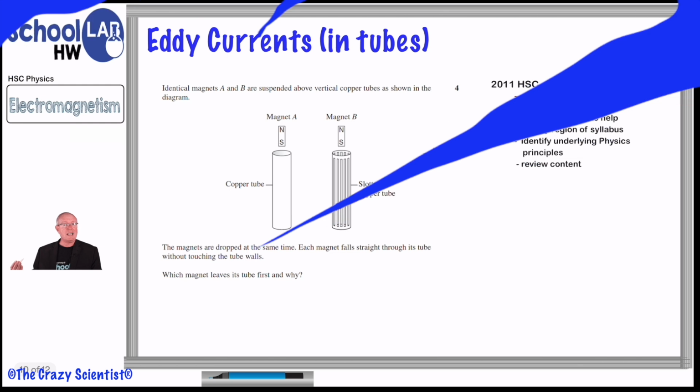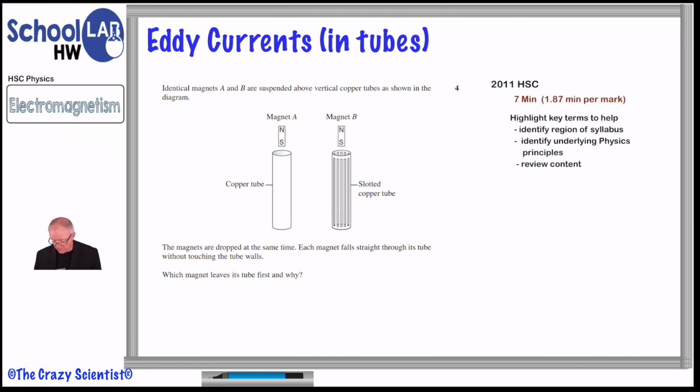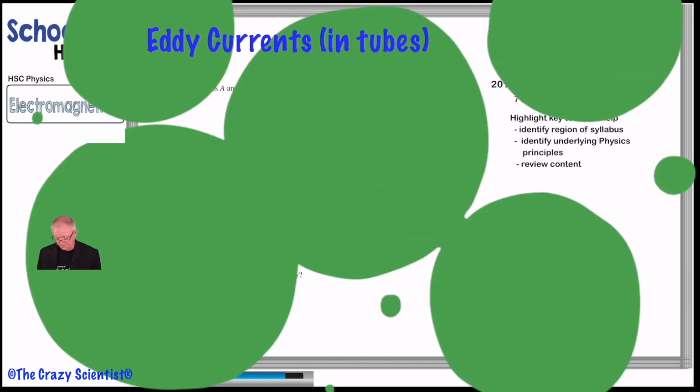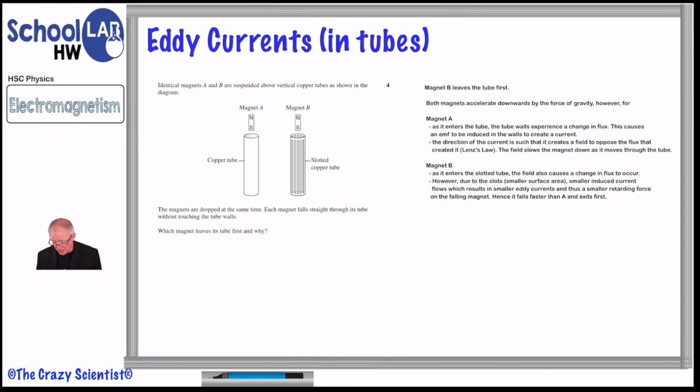Okay, lucky last. Right, now this one here's a 4-mark question. So highlight the key words and have a crack at it, and we'll go through it in a minute. All right, let's see how you've gone here. Now you're going to have to mark it and see what you've got here. It's 4 marks. Which magnet leaves the tube first and why?